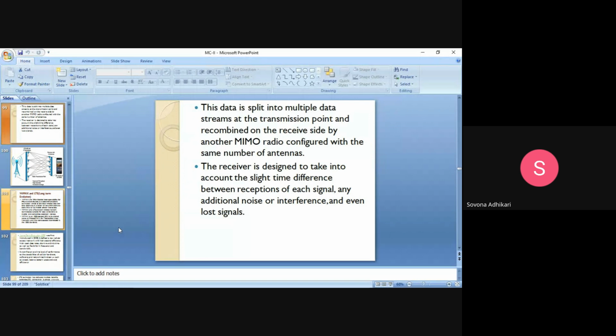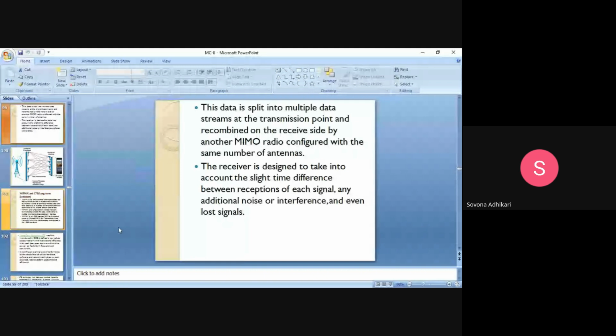Okay, suppose let's take an example. Suppose you are sending 40 MB of data and there are four antennas and the data is split into multiple data streams. Suppose the data is divided into four equal parts, 10 KB each, and it is sent at a time from the sender to receiver.